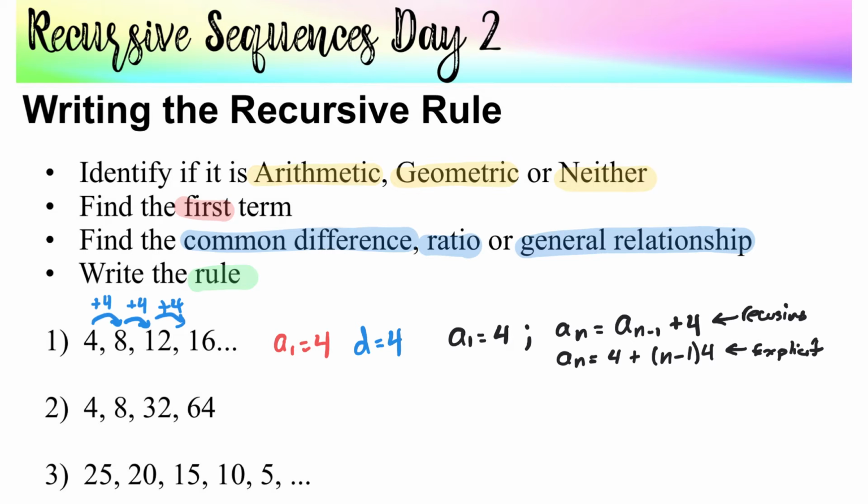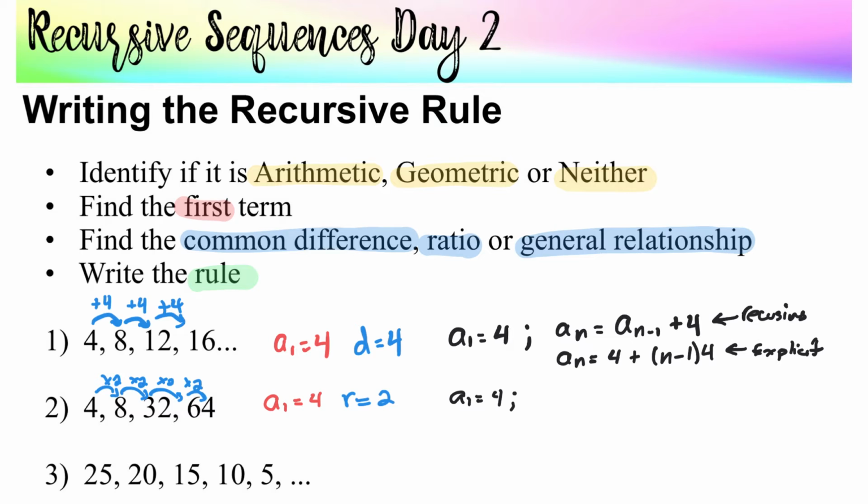All right, moving on to the next one, we can see that here we are repeatedly multiplying by 2. We know that just by looking at the numbers and being familiar with them. So that means our starting value is still a sub 1 equals 4, and our common ratio is 2. To write our recursive rule, our first term is 4. Yes, you always have to define that first term.